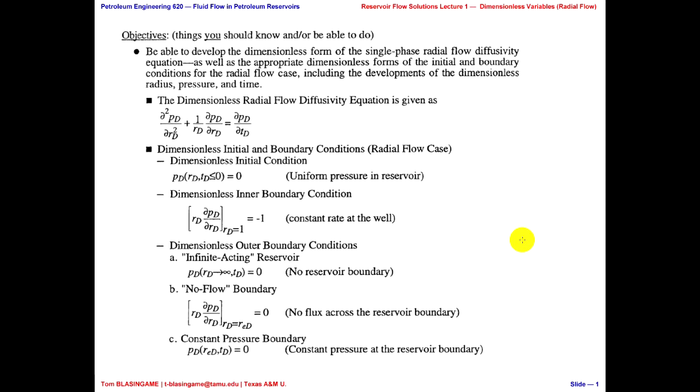So obviously that variable has to have what in it? Distance and time, okay, or dimensionless distance and dimensionless time, okay? So we'll talk about that in a minute.